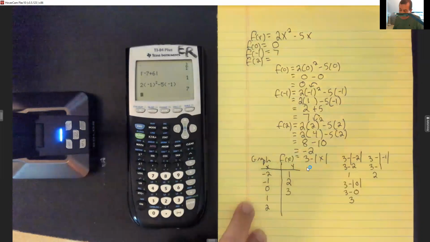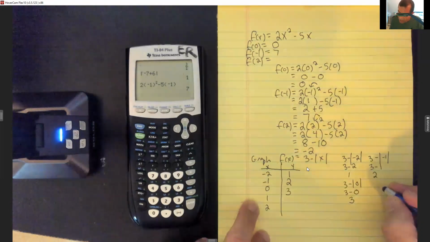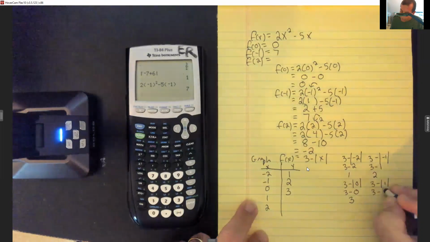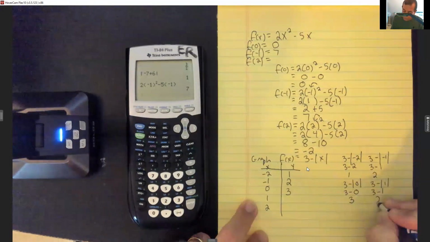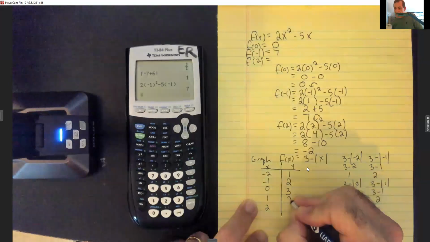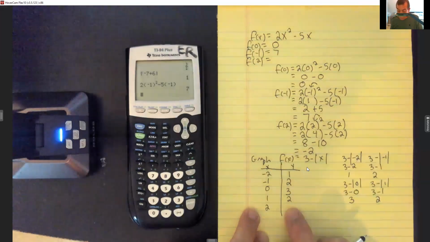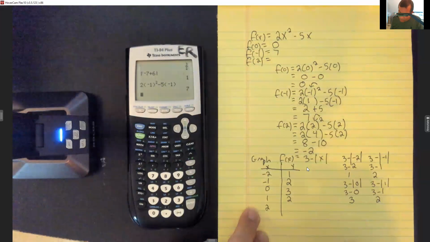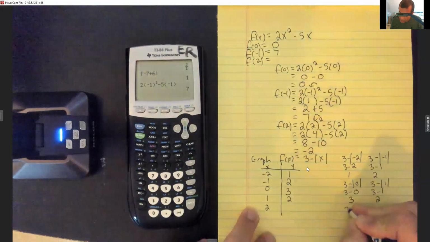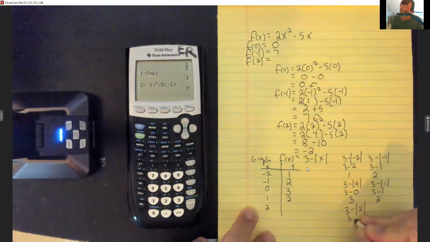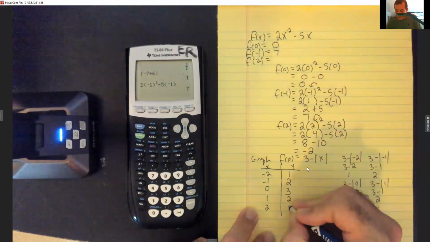All right, now we put in a 1. 3 minus absolute value of 1 is 3 minus 1, which will give me 2. So now, since it's absolute value, you're starting to see I've got my symmetry going on. So I bet this one will be probably a 1 like it was at the -2. So 3 minus absolute value of 2 is 3 minus 2, which is 1. All right, so I got my points.